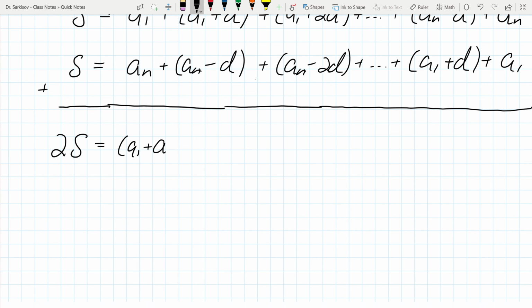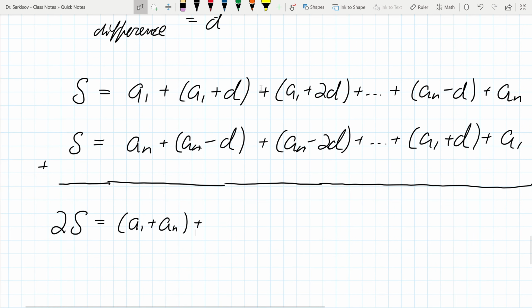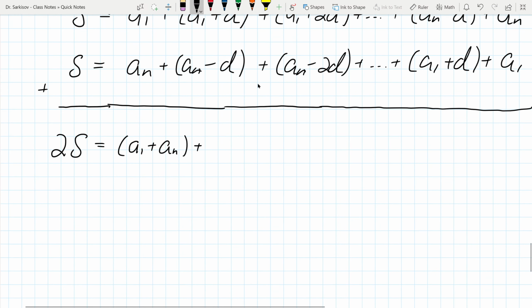Let me make it a little neater here. One second. So a1 plus an, okay? And then plus another, look, the d's cancel. See that right there? a1 plus d plus an minus d. And the d's will always cancel this time around.